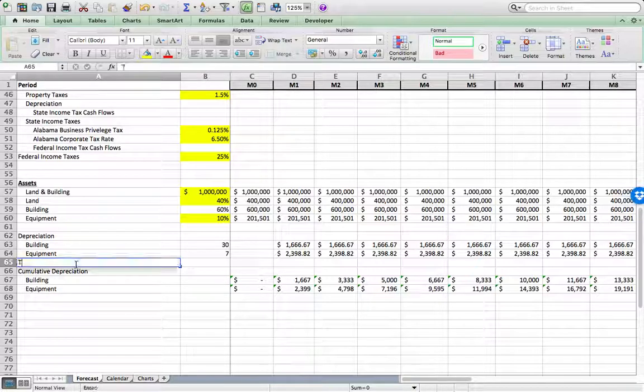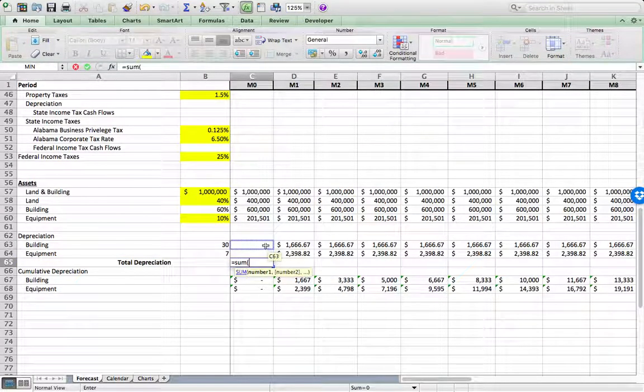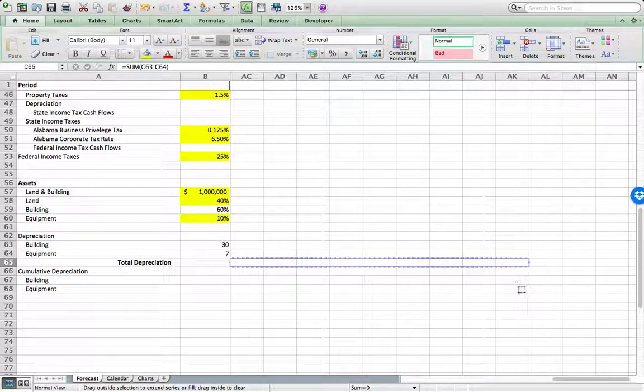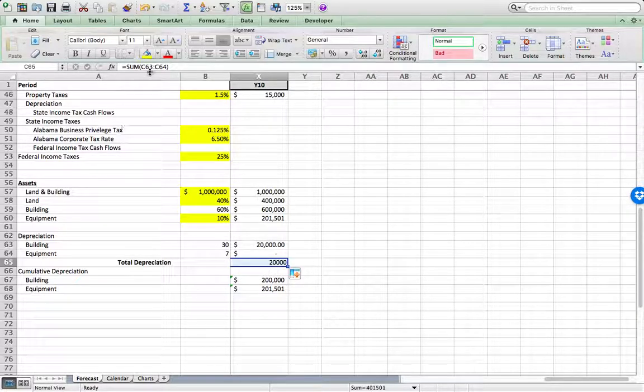But as a result of that, we can get a total depreciation amount now, and it's just the sum of these, so equals sum of the individual depreciations. And again, we did none in that period. All good for us, and you drag it all out. It's not the sum of the cumulatives, right? That's an easy mistake that people make. It's the sum of the periodic depreciations.